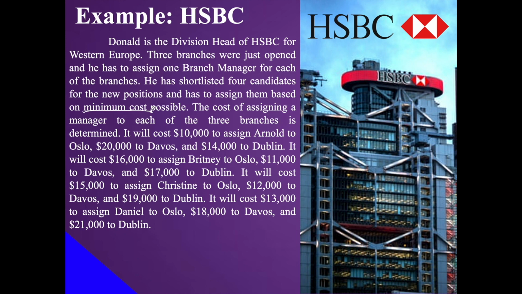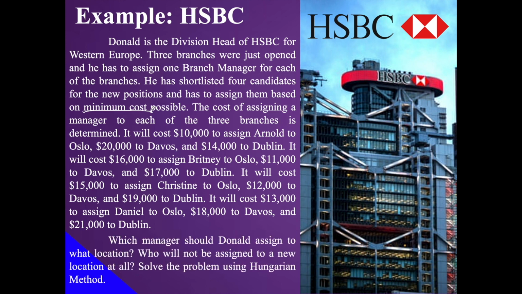It will cost $16,000 naman to assign Brittany to Oslo, $11,000 to Davos, and $17,000 to Dublin. It will cost $15,000 to assign Christine to Oslo, $12,000 to Davos, and $19,000 to Dublin. It will cost $13,000 to assign Daniel to Oslo, $18,000 to Davos, and $21,000 to Dublin. So as you can see, we have 4 managers na pinagpipilian natin na pwedeng sila ang i-assign natin sa tatlong location.